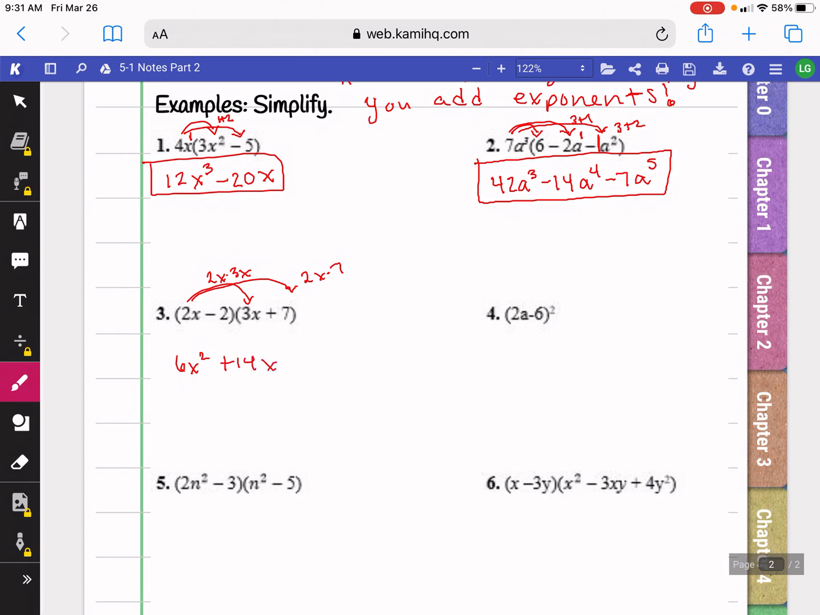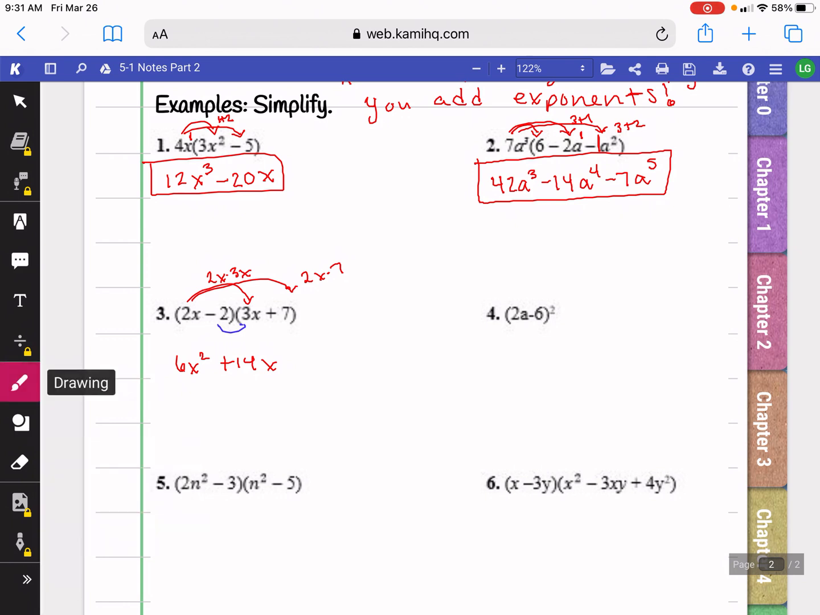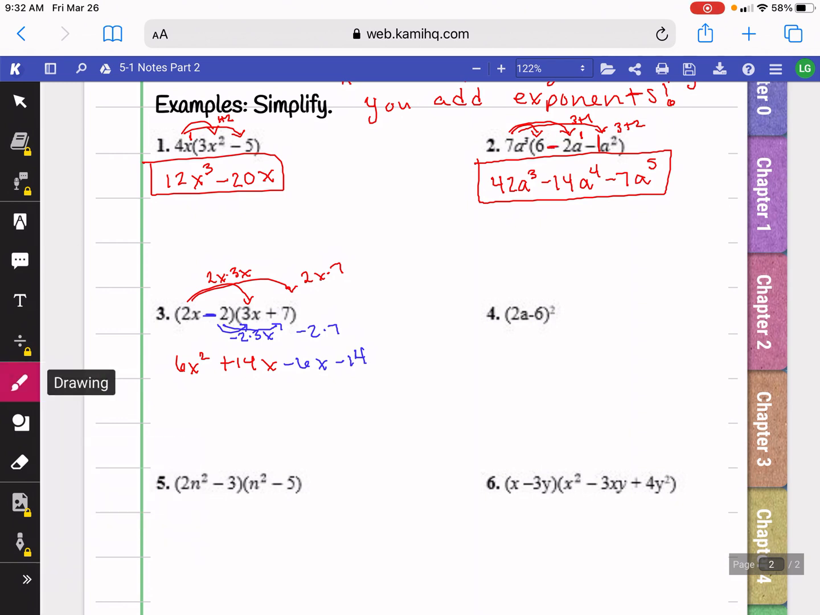Now I'm going to distribute the negative 2 to everything. So I'm going to do negative 2 times 3x, which is negative 6x, and then negative 2 times 7, which is negative 14. So I just distributed the 2x and then the negative 2. Remember, you're always using the signs that are in front when you distribute. Now, from here, I'm going to combine like terms.